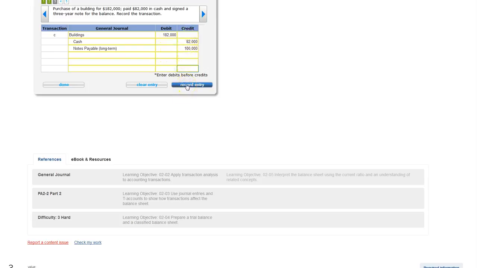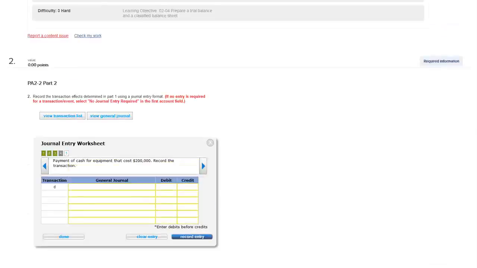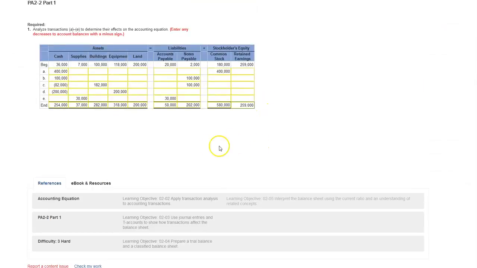Both are $182,000. In transaction D, we've got a payment of cash to buy equipment. We have one asset increasing, the other decreasing. Okay. Assets are on the left side of the equation, so we left side or debit to increase assets. So we're going to debit equipment to increase it. What do we do to decrease assets? We credit. We do the opposite. So in our journal entry, debit equipment, credit cash, both for $200,000.